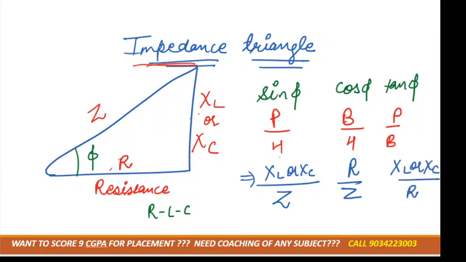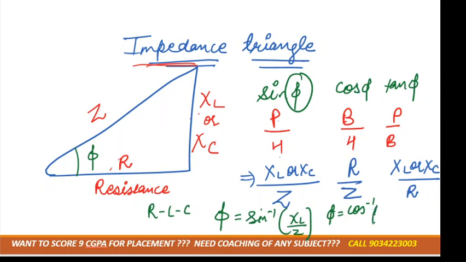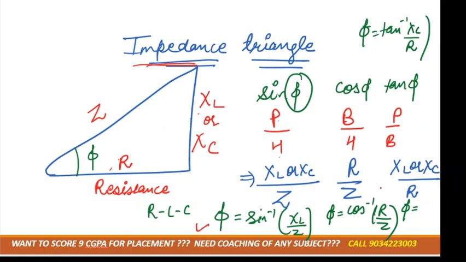Okay. So from here you can calculate the phi value also. If you want to calculate phi, phi would be equal to sine inverse of XL or XC by Z. Phi would be equal to cos inverse of R by Z. Similarly, phi would be equal to tan inverse of XL or XC by R. Right? Clear? So whatever value is given, you can choose any one formula for phi. It's not hard and fast that you have to choose that one.